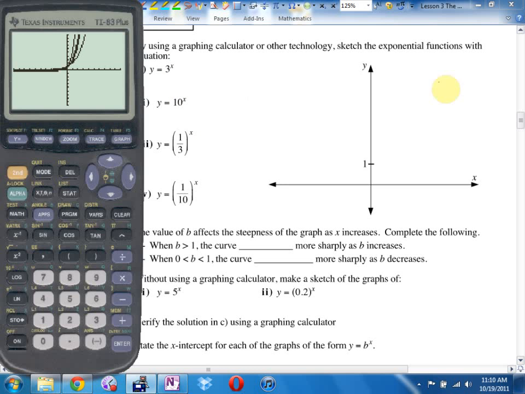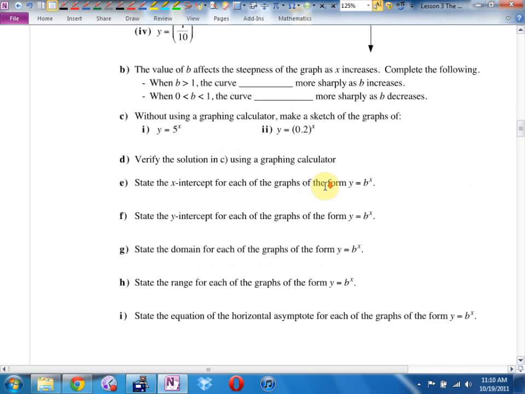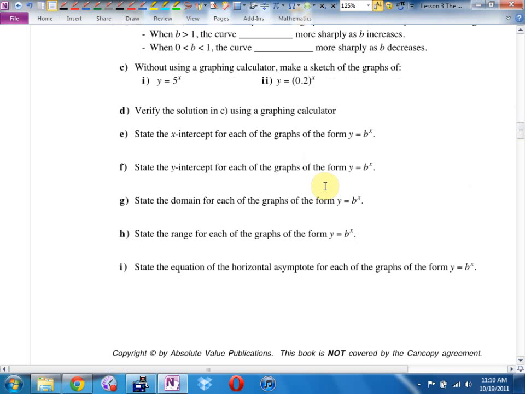Here's what you need to memorize. For any exponential function without a vertical stretch, with no a: x-intercept, none. Y-intercept, 0, 1. Domain, all reals. Range, everything above, not touching, 0. Equation of the asymptote, y equals 0. Turn the page.